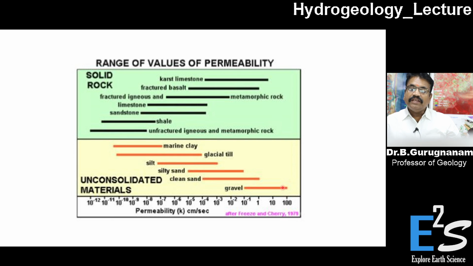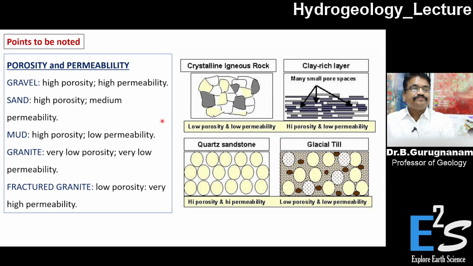So the permeability is high in unconsolidated material when compared to solid material. Solid materials like fractured basalt, karst limestones, and fractured igneous and metamorphic rocks have relatively higher permeability than limestone, sandstone, shale, and unfractured igneous and metamorphic rocks. What we have to keep in mind is that gravel has high porosity and high permeability; sand has high porosity and medium permeability; mud has high porosity and low permeability; granite has very low porosity and low permeability; fractured granite has low porosity and very high permeability.